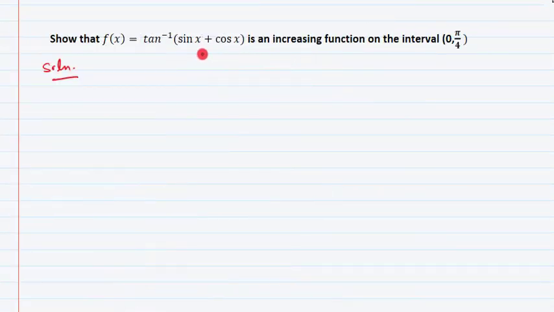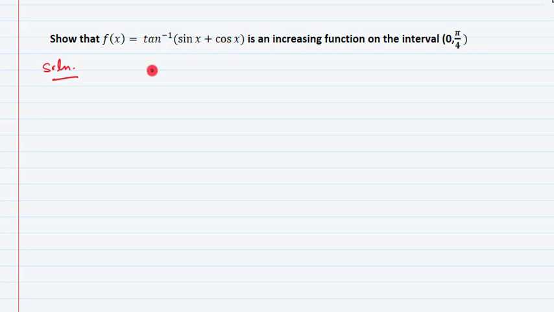The next problem is: show that f(x) is equal to tan inverse of (sin x plus cos x) is an increasing function on the interval 0 to pi by 4. The concept is the same as we have done earlier, only the change is in the function. So let us find out how to solve this problem. The steps remain the same.